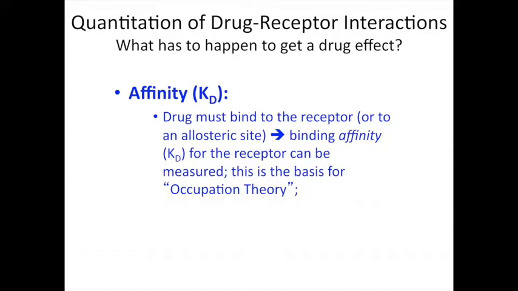So affinity is the first one. That's the KD. And this is one that maps reasonably well to enzyme kinetics. You've had Michaelis-Menten kinetics in biochem. Essentially, a drug has to bind to the receptor in order to produce the effect, if it's a drug-receptor interaction, and that's the kind we're talking about here. KD is what we're going to measure, and essentially that's the dissociation constant. And we'll get into that in a little more detail.